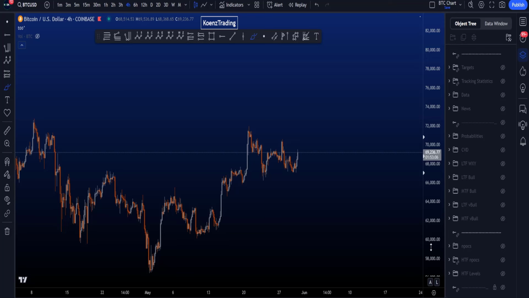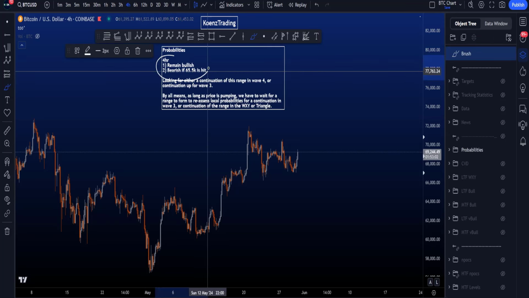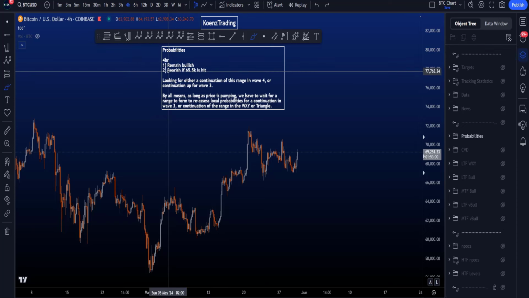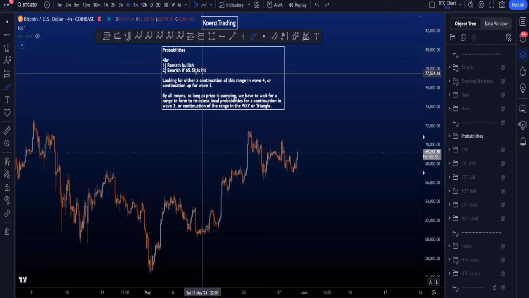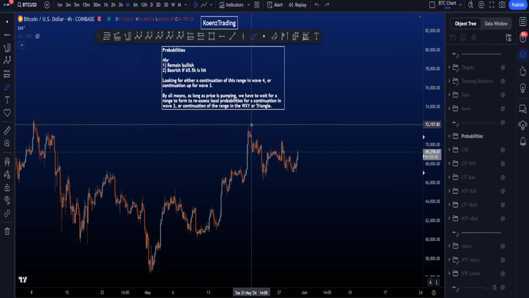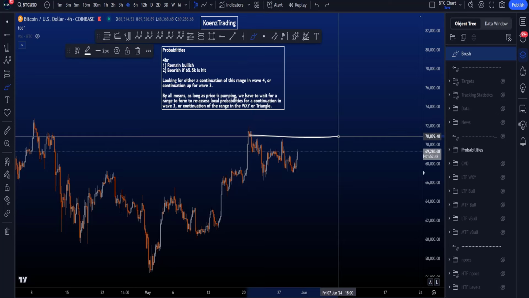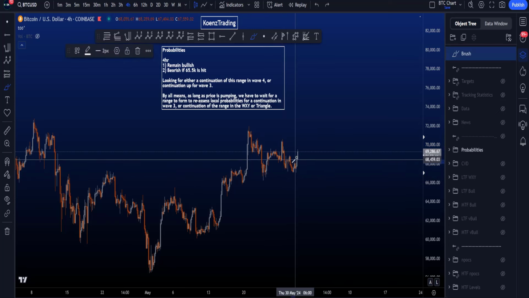If we then finally look at the probabilities of the different scenarios, then on the 4-hour time frame, the probabilities remain bullish, and they only turn bearish if price moves towards the downside, hits 65.5k before taking out the high here at 72k. Looking for either continuation of this range in a wave 4 or continuation to the upside for a wave 3.